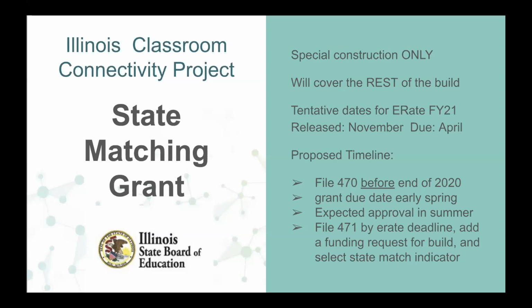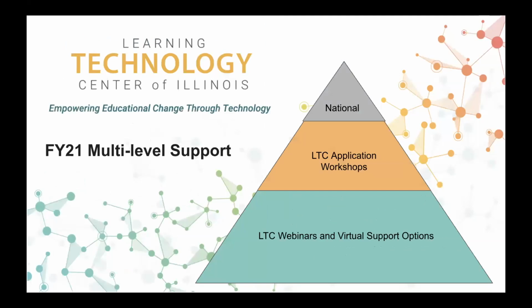And then you would find out by the end of the fiscal year whether or not you were funded by the program. But you would need to go ahead and file a 471 and check the box that says I'm leveraging state match as you move forward. I do the hands-on support for those who are applying for the state matching grant. So if that does come out and that's something you're interested in, please feel free to reach out to me and I can help walk you through that process.